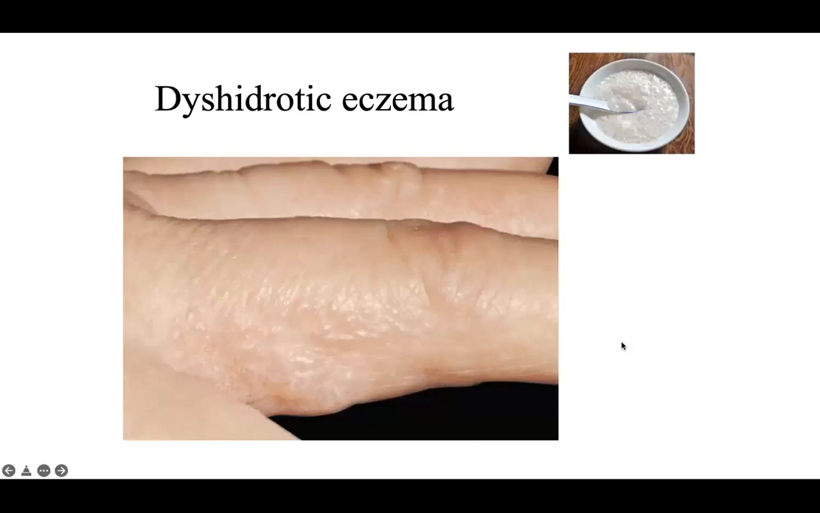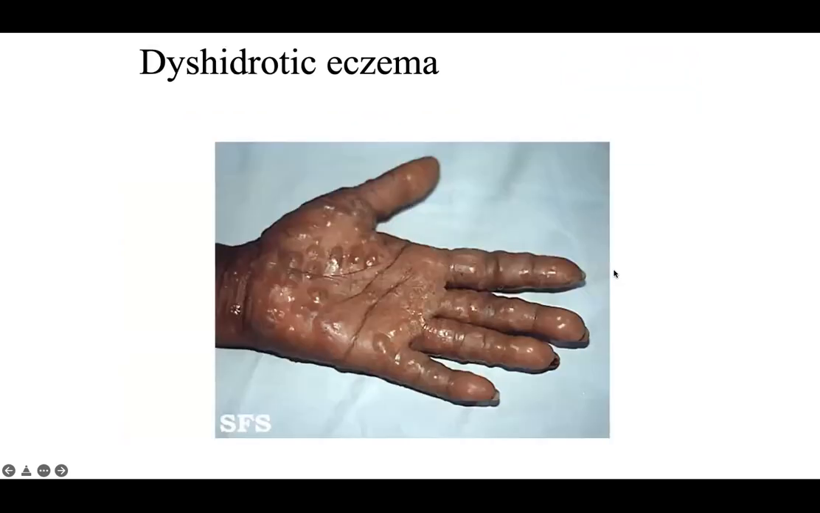So here's a more classic presentation of dishydrotic eczema as these tapioca pudding-like vesicles. Picture of the tapioca pudding here so you can appreciate the similarity. Of course, it can be very robust. So here it's starting to look like a bullous dermatosis. You've got very large tense bullae here on the palm.